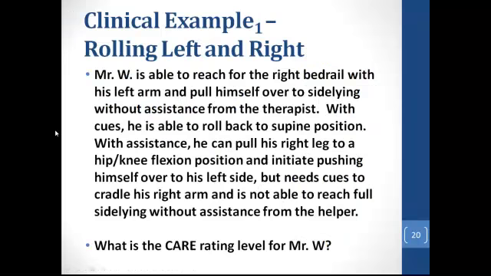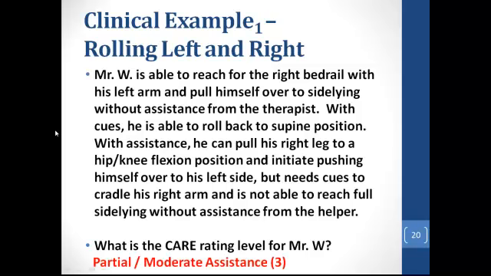Let's look at example number 1. Mr. W is able to reach for the right bed rail with his left arm and pull himself over to sideline without assistance from the therapist. With cues, he is able to roll back to supine. With assistance, he can pull his right leg to a hip-knee flexion position and initiate pushing himself over to his left side, but needs cues to cradle his right arm, and is not able to reach full sideline without assistance from the helper. What is the care rating level for Mr. W?